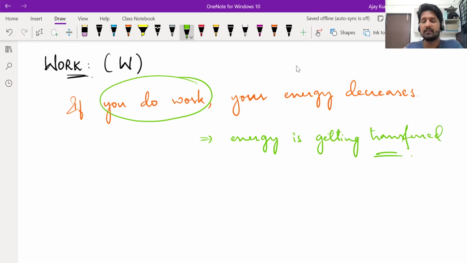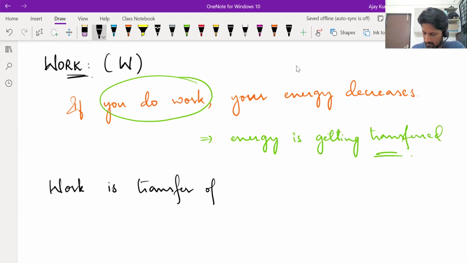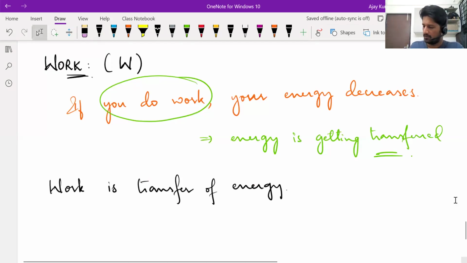That is the definition of work. Work is nothing but transfer of energy from one system to another system, or from one object to another object, or within an object or within a system also, from one particle to another particle. If energy is getting transferred, you can say work is being done.